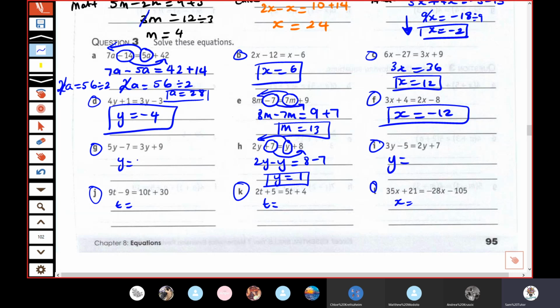Elijah, G, what did you get here? So firstly, it would be 3y, minus 3y, then minus 3y, then 7. Have you done G yet? Oh, no, I'm not up to G yet. Okay, then I'll wait. Don't worry. All right. Don't rush it. I'll just wait for you. All good.